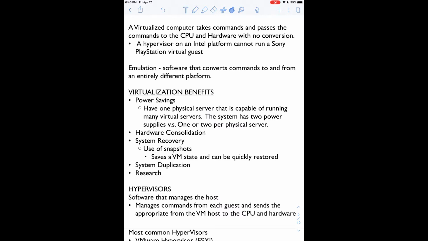And in emulation, the software will convert commands to and from entirely different platforms. So if we're going to emulate something, we can very well run a Sony PlayStation on an Intel platform.